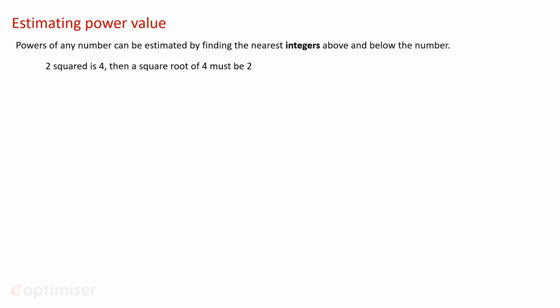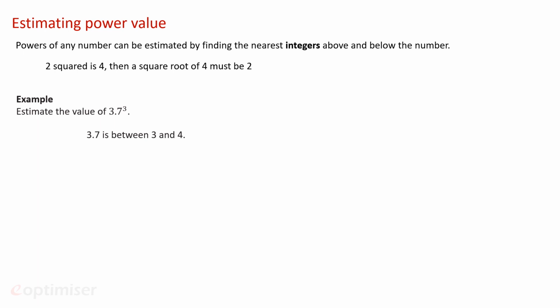So how do we estimate the power of a value? 2 squared is 4. You can easily find that: 2 into 2 is 4. For example, if they ask you to estimate the value of 3.7 cubed, that means you have to multiply 3.7 by 3.7. You have to find the value, then you have to multiply again by 3.7. That's a long task. So if you want to estimate, you don't need the exact value.